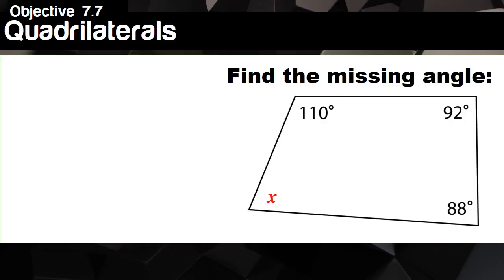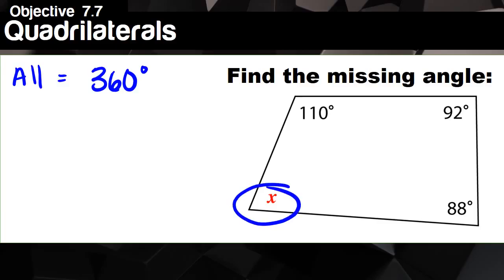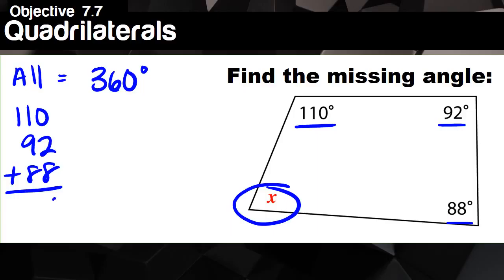And the last little part here is we're going to find the missing angle. The way we're going to do this is we know that all the angle measurements in a quadrilateral, if I add up all 4 angles, are going to equal 360 degrees. So the way to find the missing angle, which is x, the first step is I'm going to add up the 3 angles that I know. So I'm going to add up 110, 92, and 88. When I add these together, I'm doing some math here because I don't have my calculator. 10, 18, 19, carry 1. We have 290 degrees for 3 angles.